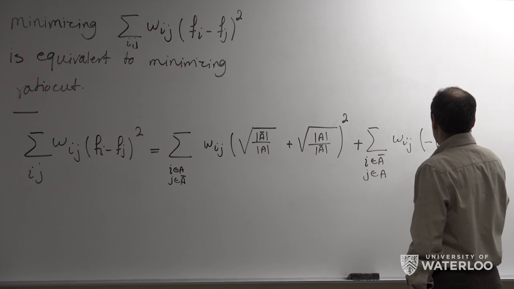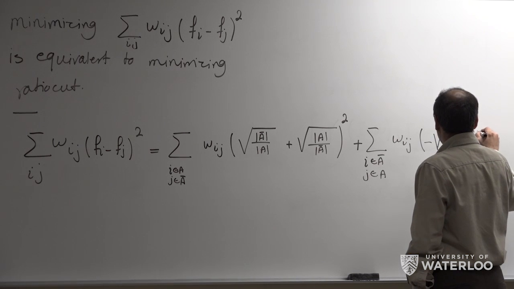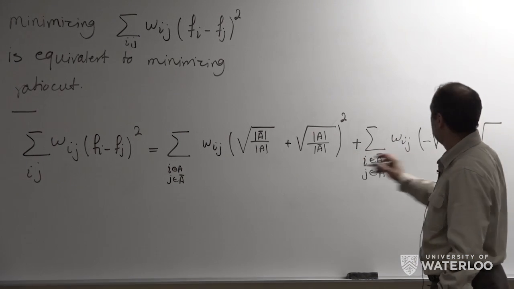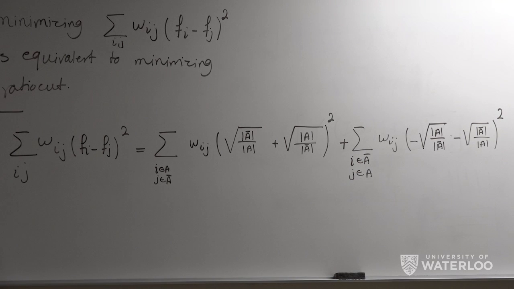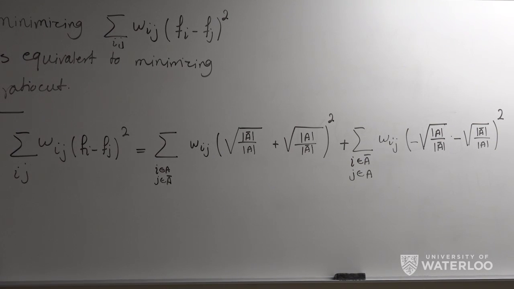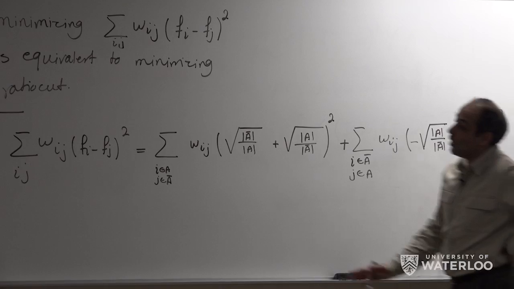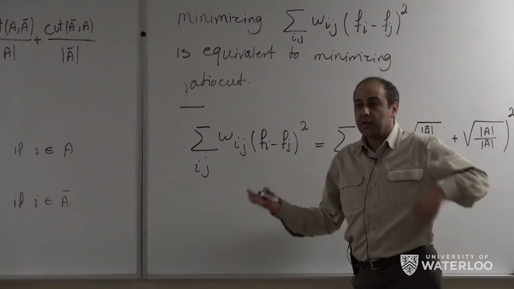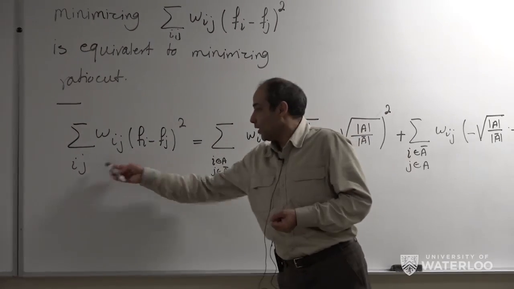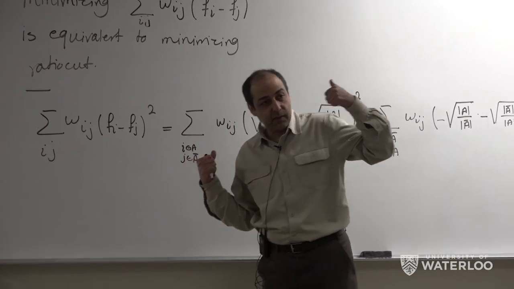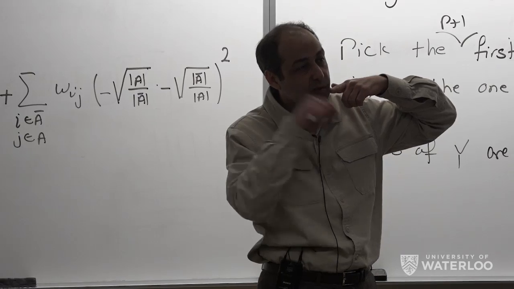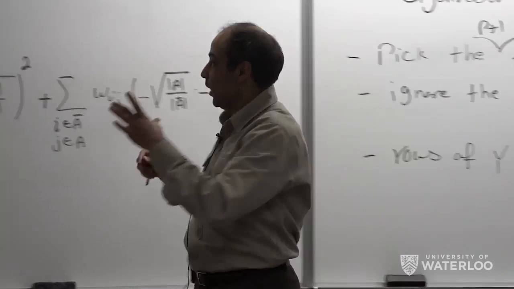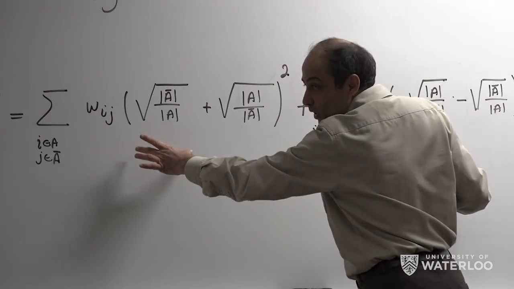A over A bar, negative A bar over A, squared. Right? I had this summation over all i and j's. There are two cases. Either i comes from set A and j comes from set A bar, or i comes from A bar and j comes from A. Okay? So I split this cost function into two cases.